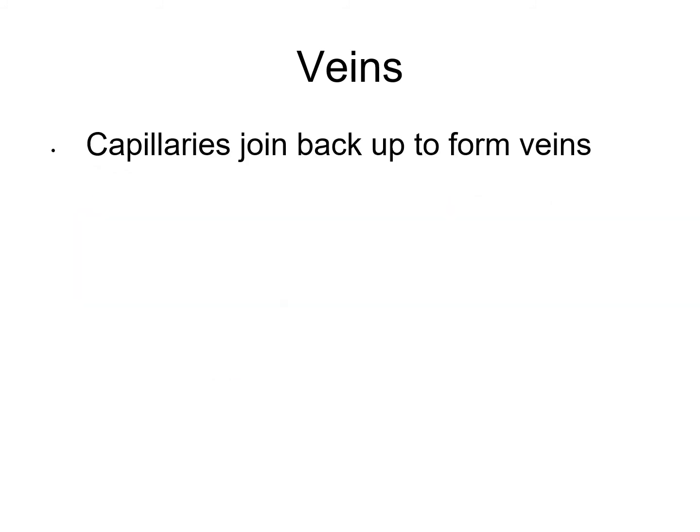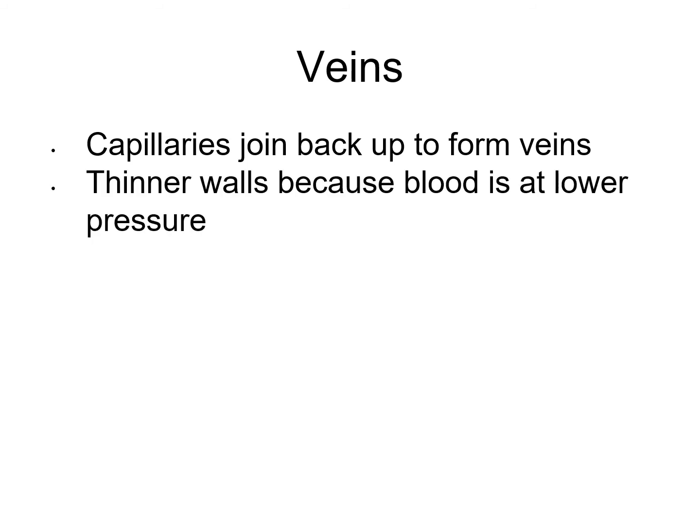So our capillaries then join back up to form veins. So arteries branch to become capillaries, and then the capillaries sort of join back together to form our venous system, our veins. They have much thinner walls than arteries because the blood is at much lower pressure.